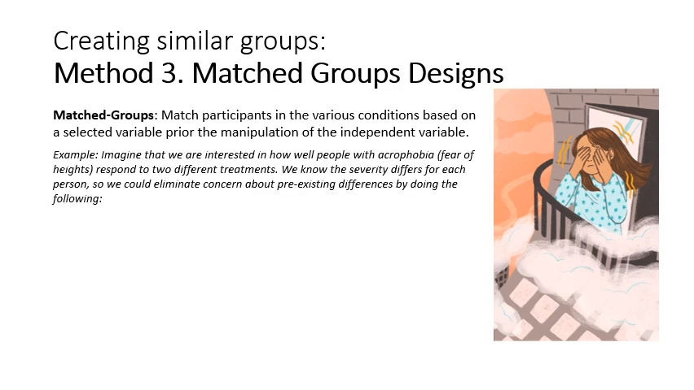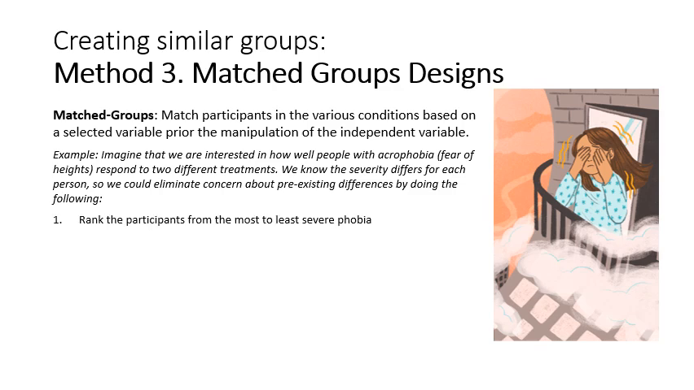Let's imagine a situation, this time with people with acrophobia, which is fear of heights. And let's say we have 2 different treatments. We want to help these people. But we know that each person has a different level of severity for their acrophobia. Some have much more severe worries than others about heights. And so one way we could eliminate concern about such pre-existing differences is by matching participants. So these are the steps we would take.